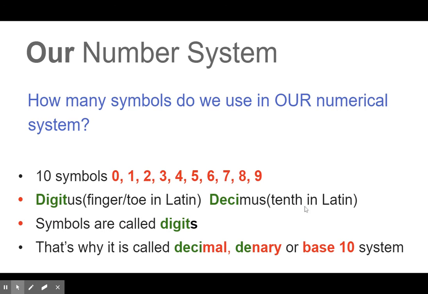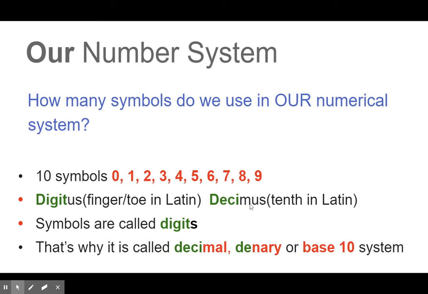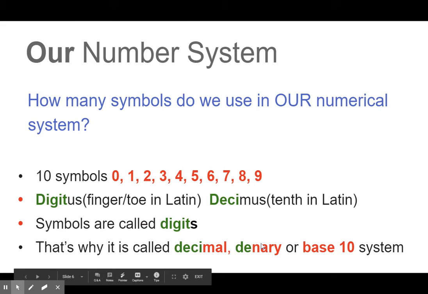Decimus, I mentioned that's tenth in Latin. That's why our system is called the decimal system, right? Or you've used that word, a decimal. Deci from decimus, so it has to do with tenth. Denary, you might hear that mentioned here, so that's why you want to take note of it. Denary has to do again with 10.